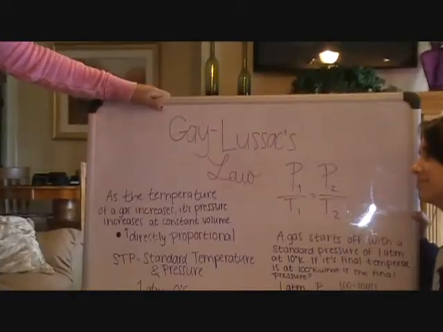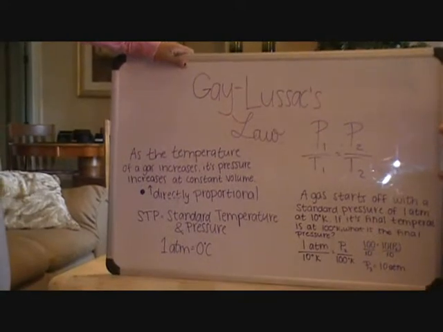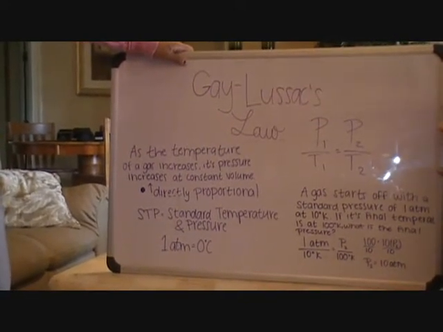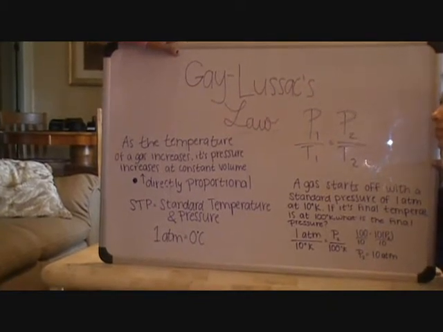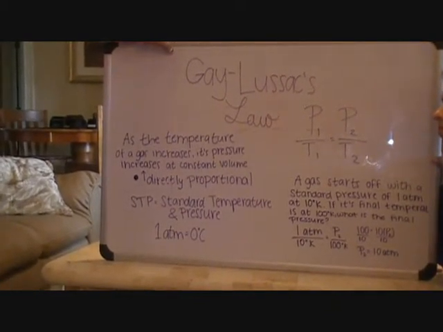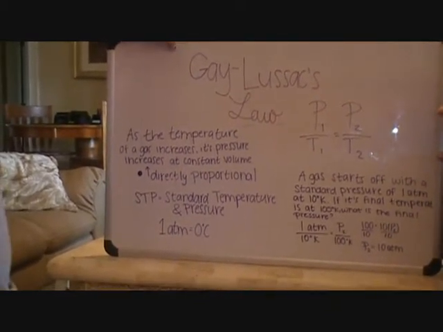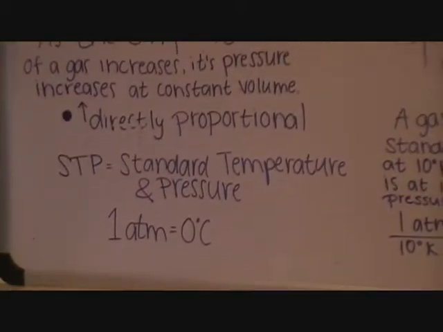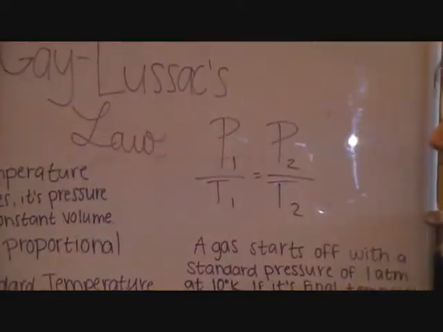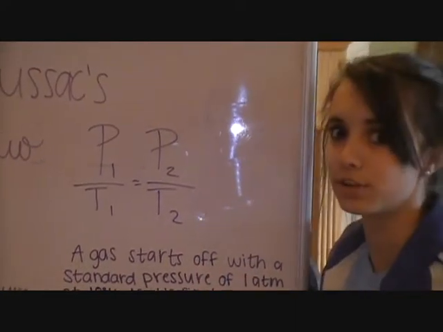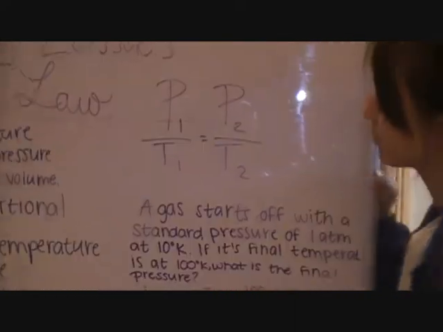This is Gay-Lussac's law, and as the temperature of a gas increases, its pressure increases at a constant volume, and that is directly proportional. And STP is standard temperature and pressure, which is 1 atm at 0 Celsius. The equation for this is P1 over T1 equals P2 over T2, the initial pressure and temperature and the final pressure and temperature.